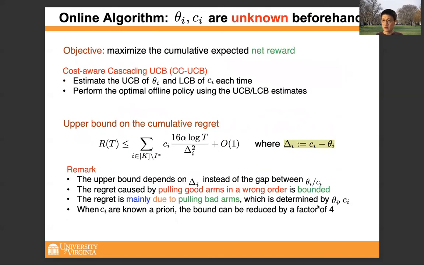And once these are unknown, which is in our case, then you have to learn this on the fly. So this is a so-called cost-aware cascading UCB algorithm, or CCUCB. We are going to estimate the UCB of theta I and LCB of Ci each time. Again, if you look at this from the mobility point of view, you are estimating an optimistic version of the channels, of the base stations quality, and a pessimistic version of the cost.